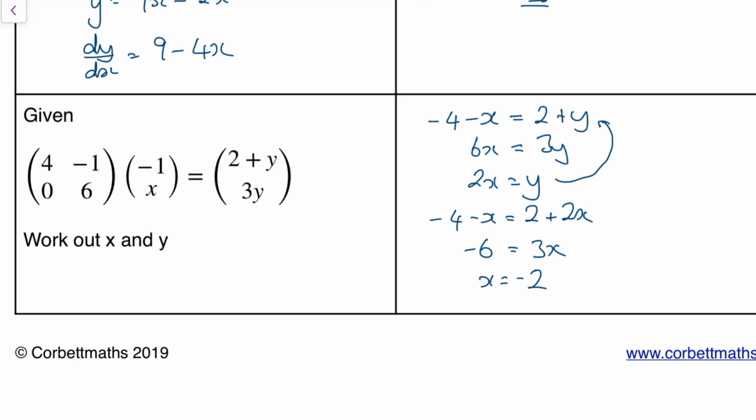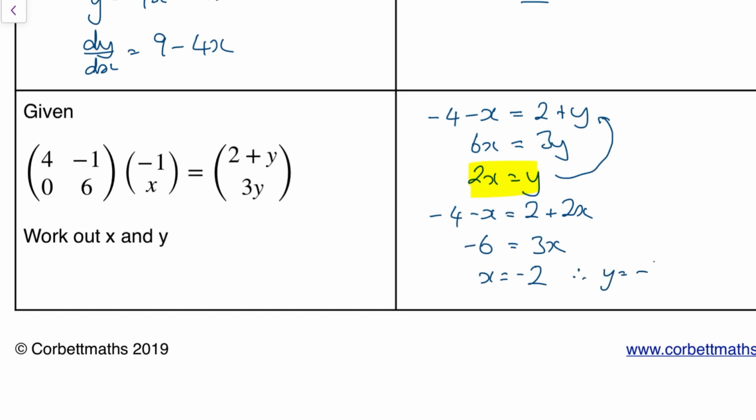That's given my x value. I also need my y value, but let's remember from here that x equals minus 2, y is 2 times that, so therefore y is equal to minus 4. And that is question done, and indeed that is today done.